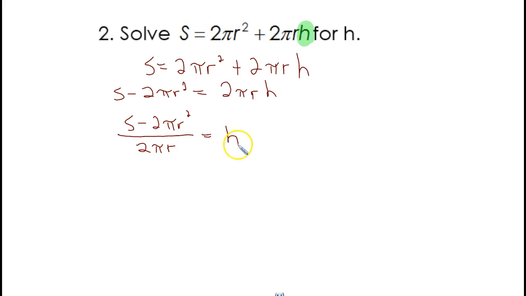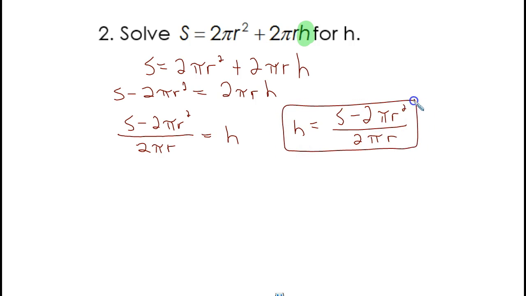And I have solved for h. Okay, so that's one answer. h equals s minus 2 pi r squared over 2 pi r. And I could circle that and say, hey, I've done it. h is by itself. I solved for it.